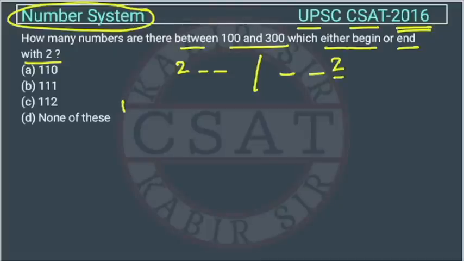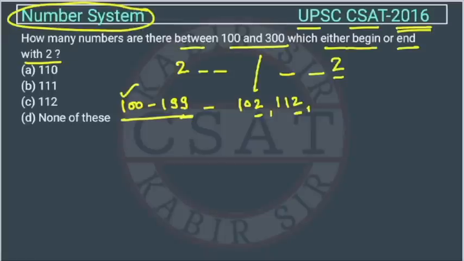So first calculate between 100 to 200, 100 to 199, right? So in this one the numbers will be like 102, 112. So like these there will be numbers which are ending with 2. In this we cannot find numbers which begin with 2 because all the numbers will begin with 1, right? So how many numbers will there be, right? From 101 to 110 there will be one number. Similarly 111 till 120 there will be one number, right? So there will be a total of 10 numbers, right? So one in each, right?